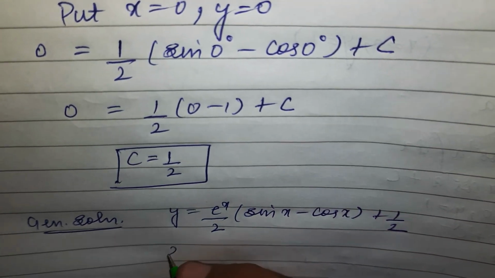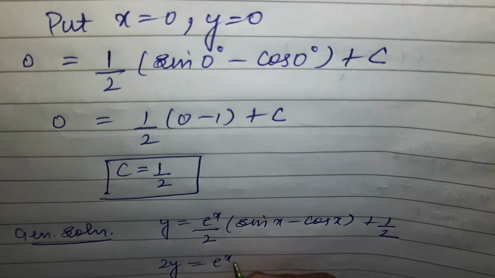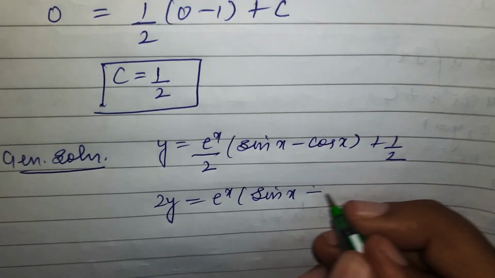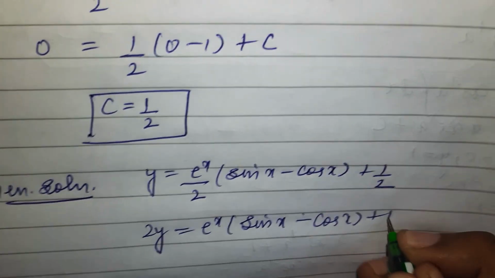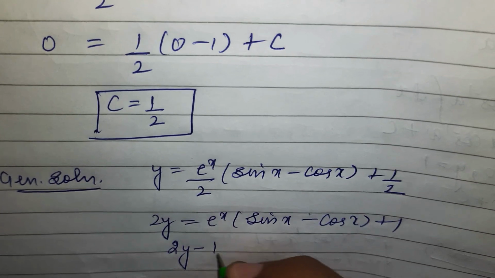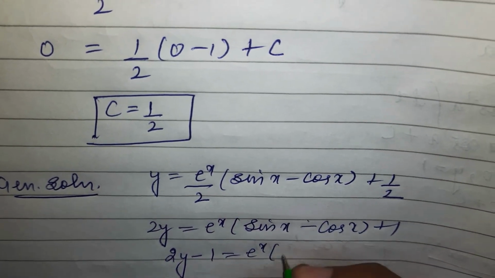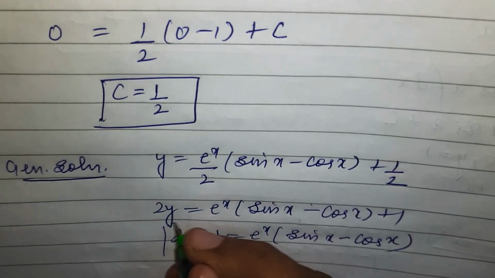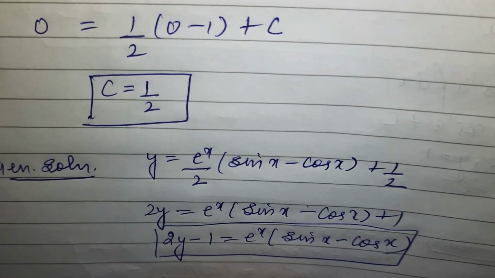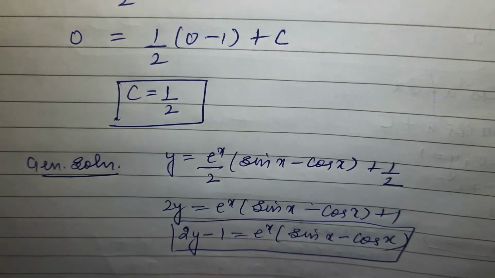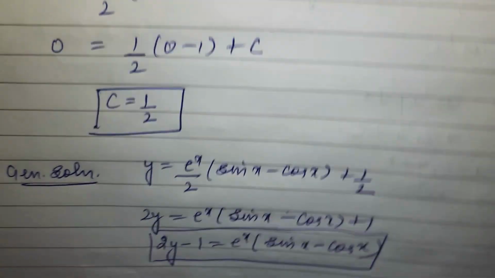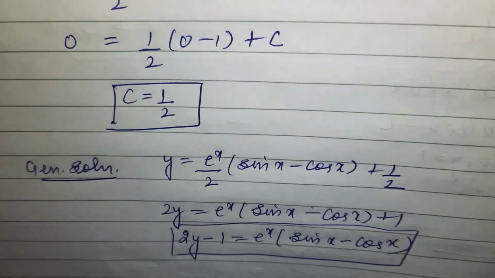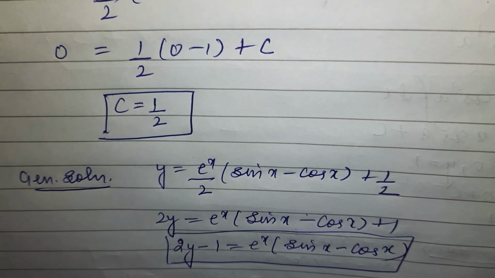So this 2 will come to the left hand side: 2y minus 1 equals e^x into (sin x minus cos x). So this will be your answer, or you can say this is your particular solution. Now question number 16 you also need to attempt like this only, and questions 17 to 22 are not a part of the syllabus. So this exercise is over.